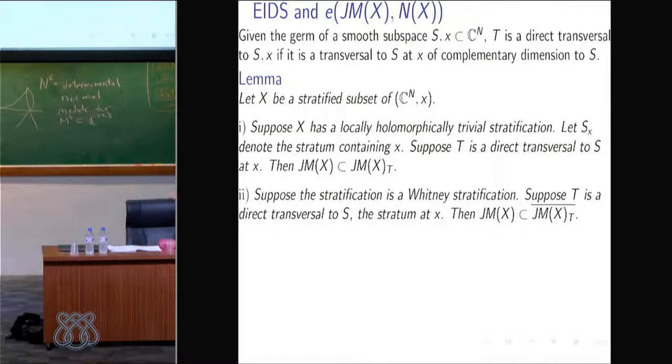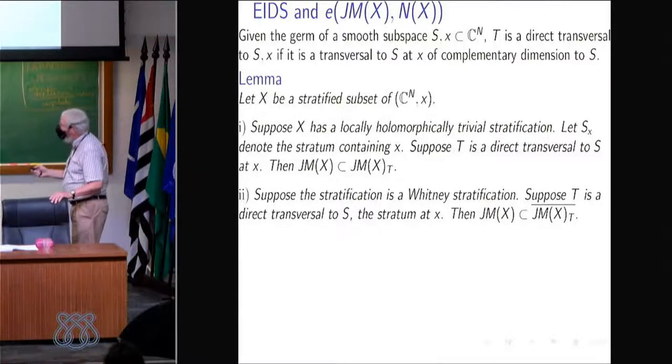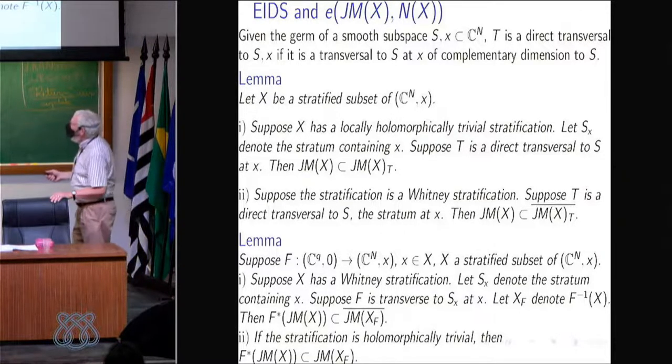Supposing you had a Whitney stratification. So we had a direct transversal of the Whitney stratification. Then what's true is that JM of X may not be in here, but it is in the integral closure. Now, how do you, well, let's see. I want to talk about how we get both results, but I want to show the other lemma next.